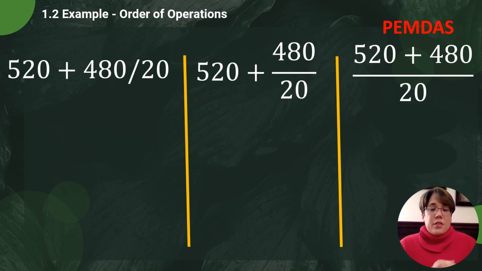All right, now this particular problem, I always find it very interesting because I'm going to read this problem to you. 520 plus 480 divided by 20. 520 plus 480 divided by 20. 520 plus 480 divided by 20. Notice that when I read it to you, all three of these problems sound like they are exactly the same.